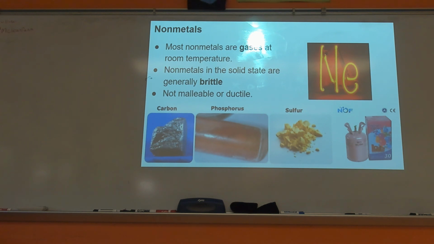Last thing is not malleable or ductile. Malleable means it bends easily. Ductile means it goes through a wire easily. So you're not making wires out of nonmetals. More things on malleable, think of swords. You make swords out of metal because you can bend that metal into different shapes.